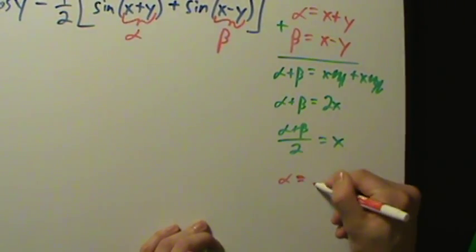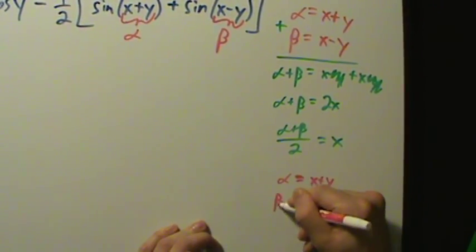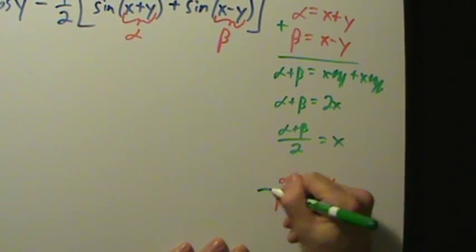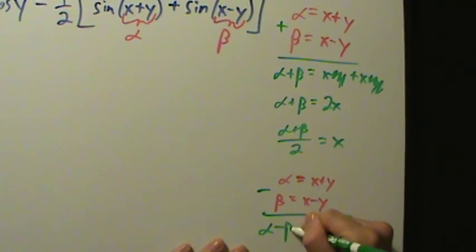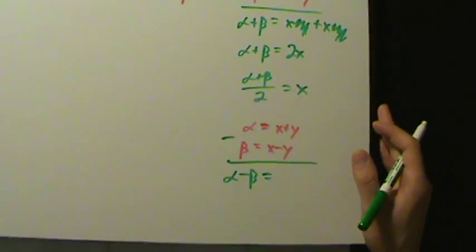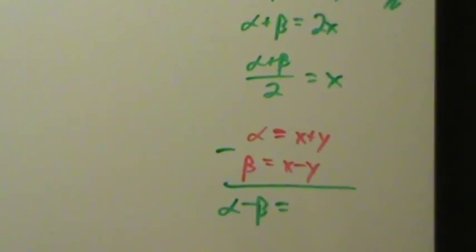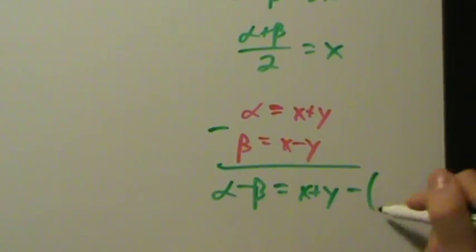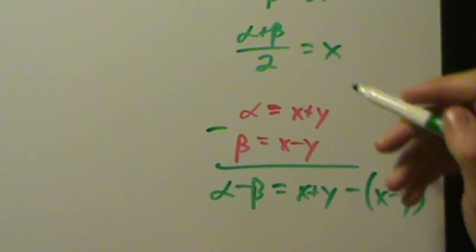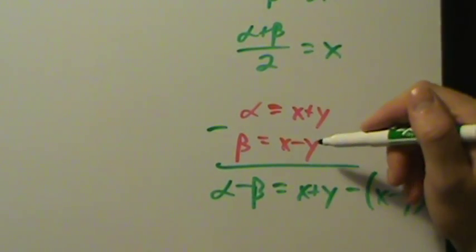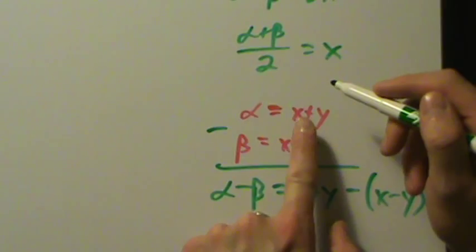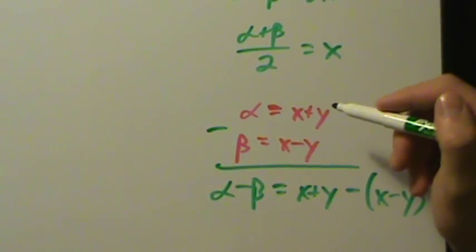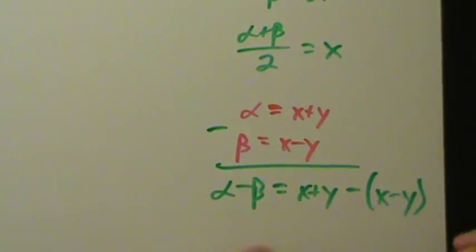Alpha equals x plus y, beta equals x minus y. So now if we subtract the equations, then we'll have alpha minus beta on the left-hand side, and on the right-hand side, we'll have x plus y, and then minus the whole thing, x minus y. Okay, so it's this whole first equation minus the whole second equation. So it's the entire right-hand side on the top minus the entire right-hand side on the bottom here. Okay. So x plus y minus the quantity x minus y.